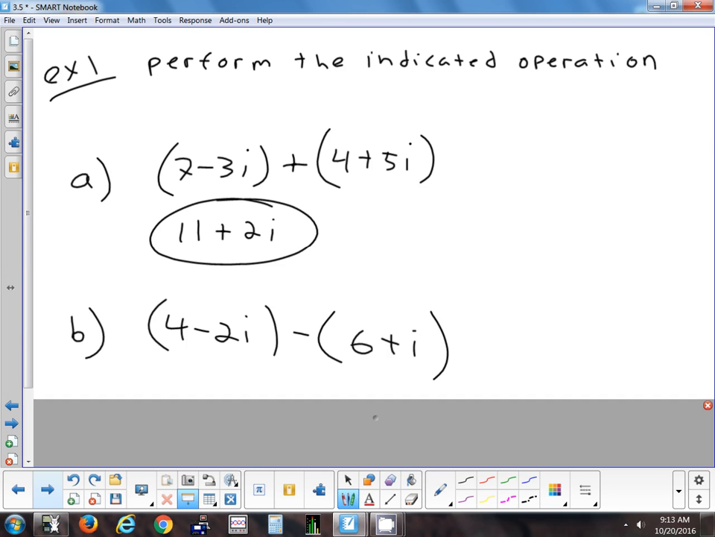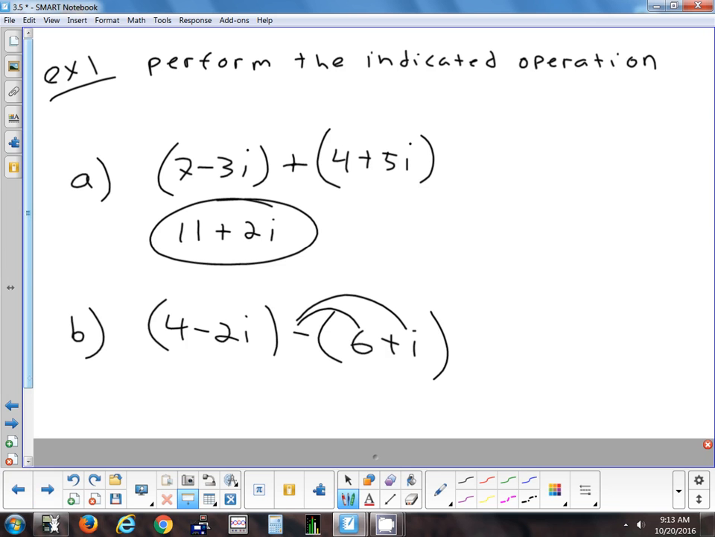Subtracting, same thing. Only difference that some people forget is when you have a minus, it's like it's distributed. A lot of the mistake people usually make is they forget to subtract both of these. So in the real one, the first part is 4. In the second one, it's 6. I'm doing 4 minus 6. What's 4 minus 6? Negative 2. And now the imaginary part, it's negative 2i minus i. What's negative 2i minus i? Minus 3i.